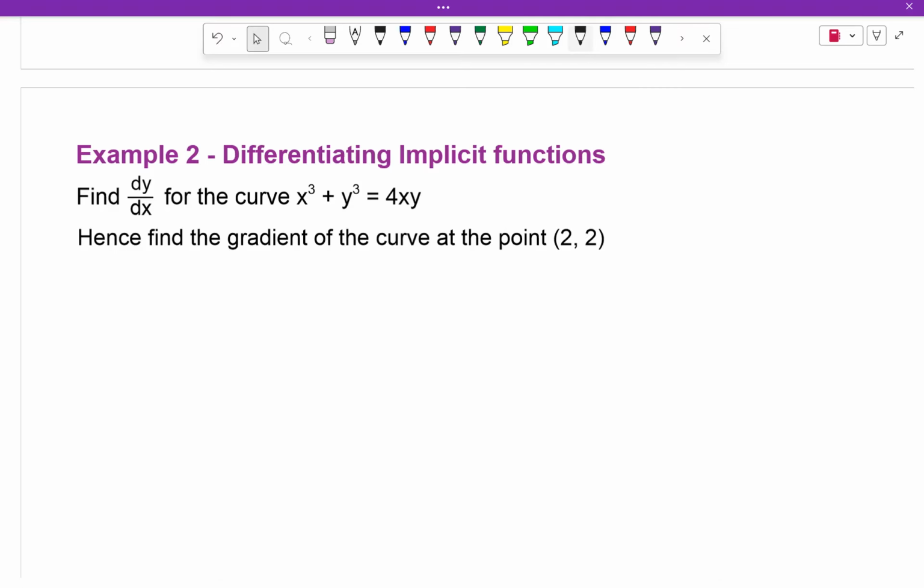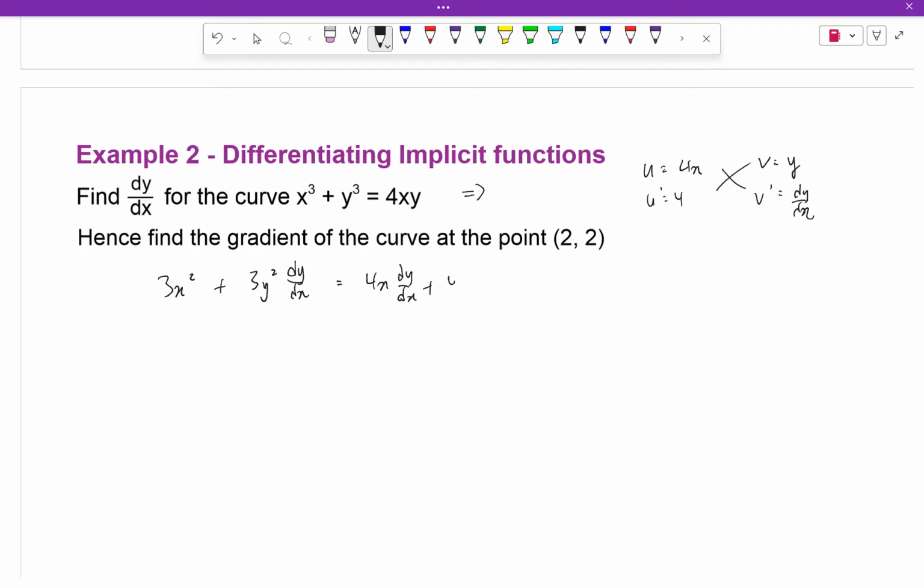For example, this question. Here we differentiate everything, so it becomes 3x squared plus what we would usually differentiate, which is 3y squared, but you have to add a dy dx because there's a y. Now, equals 4x, here we have to split into the product rule. u equals 4x, v equals y, so u dash equals 4, v dash equals dy dx. Cross multiplying, that becomes 4x dy over dx, and then plus 4y.